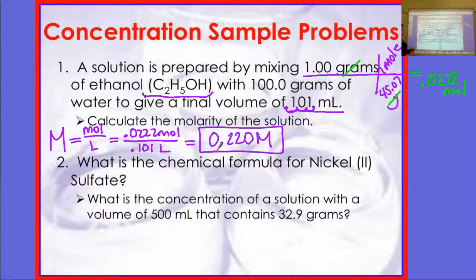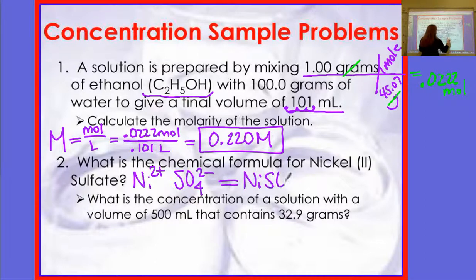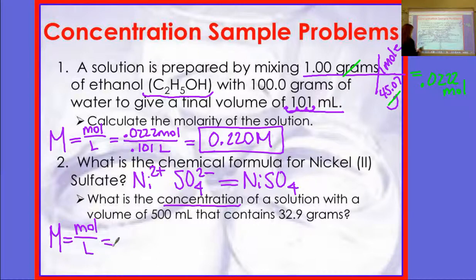Number 2, what's the chemical formula for nickel(II) sulfate? Nickel 2 plus, sulfate, if you don't remember it, look it up, SO4 2 minus. Chemical formula is NiSO4. Now that I know my formula, what is the concentration? Concentration again means I'm solving for big M, moles over liter.